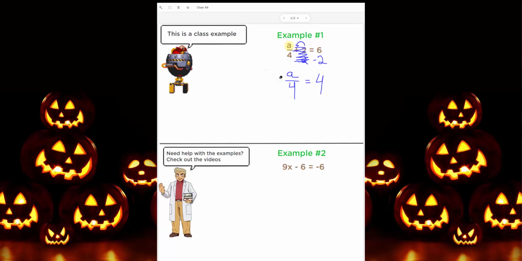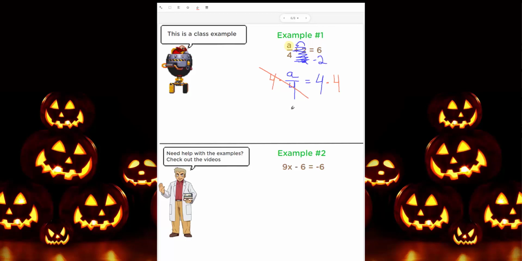Okay? And that means what we are going to do is we are going to multiply both sides by 4. If we multiply the left side by 4, that means we need to multiply the right side by 4. Okay? All right. And now what happens is, and I'll go into more detail as to why this happens in a later video, but for now, just know that these cancel each other out.